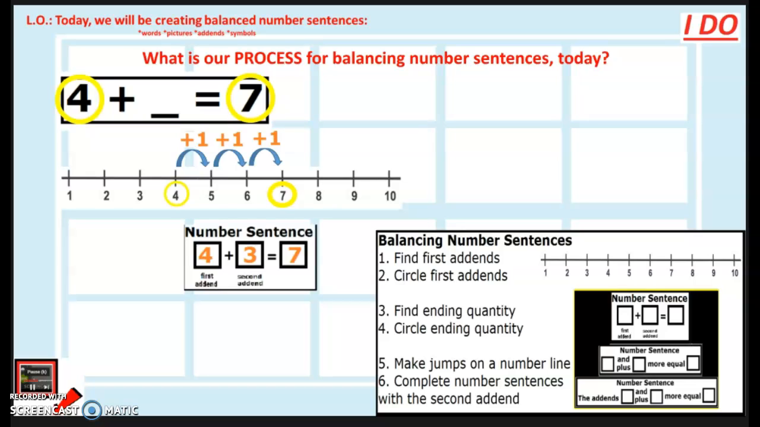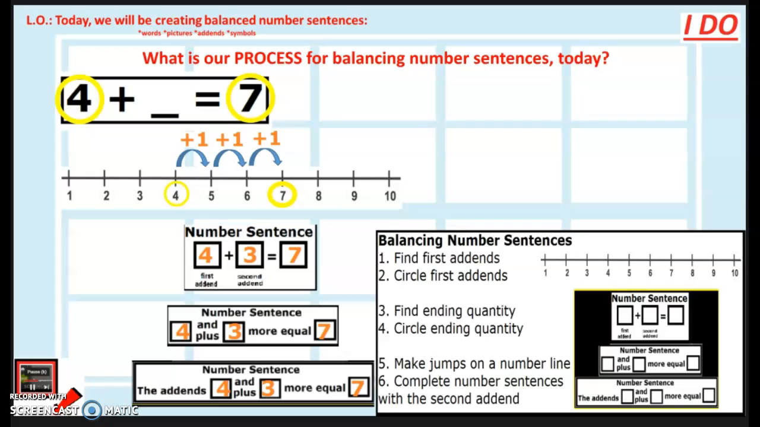From there, we're going to finish our number sentences. The first addend is 4, the second addend is 3, and that equals 7. So our number sentence, 4 and 3 more equals 7, is correct, or 4 plus 3 more equals 7. The last one: the addends 4 and 3 more equals 7.